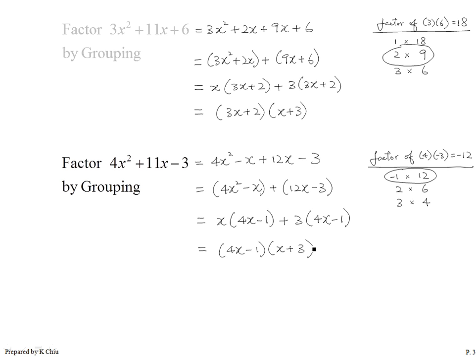Let's see another one. And this time we have to factor 2x squared minus 9x minus 5 by the AC method. What is the AC method? That's the same as the grouping. It's what we are doing, right? Just has a different name. So I'm going to take a look at the factor of 2 times negative 5, which is negative 10.